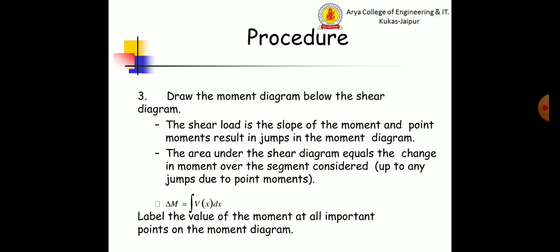Draw the moment diagram below the shear diagram. The shear is the slope of the moment, and point moments result in jumps in the moment diagram. The area under the shear diagram equals the change in moment over the segment considered, up to any jumps due to point moments. Delta M is equal to the integration of V dx. Label the value of the moment at all important points on the moment diagram.